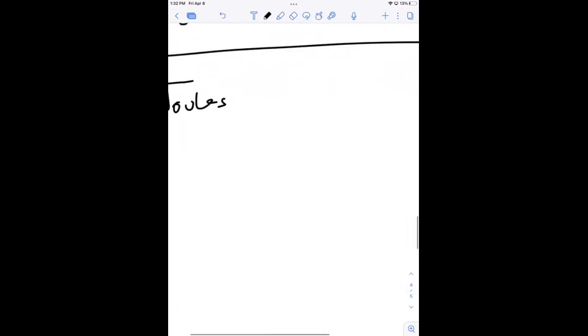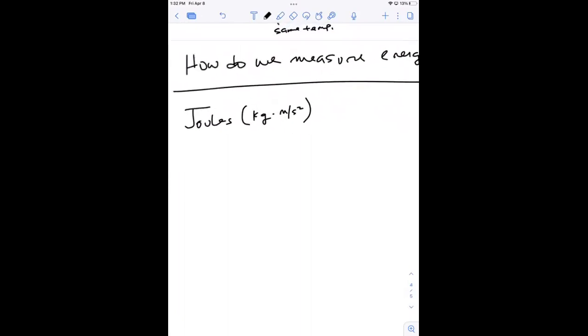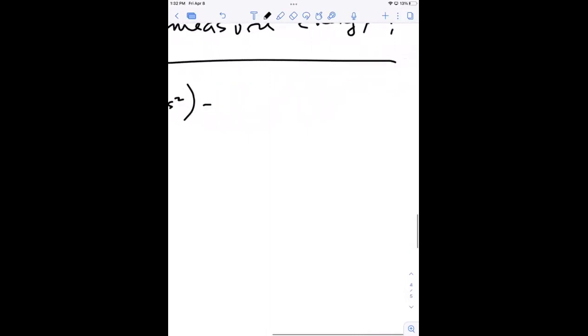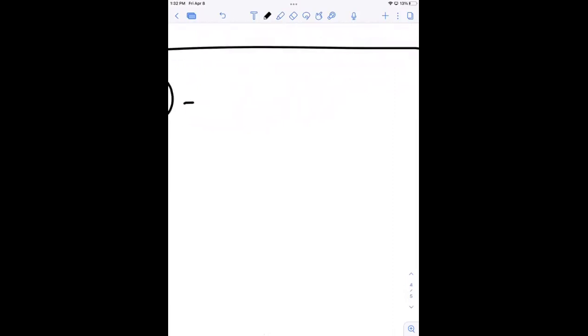And the units for joules are kilograms times meters per second squared. That's one of our energy terms. And a joule is the energy required when a force of 1 Newton moves an object 1 meter. That's how you define that.